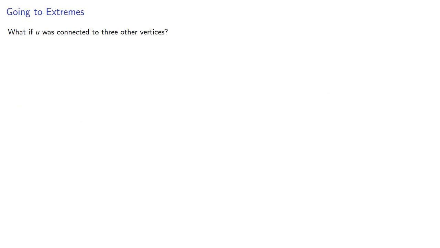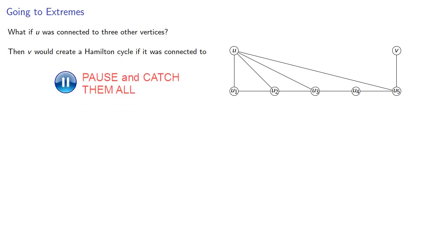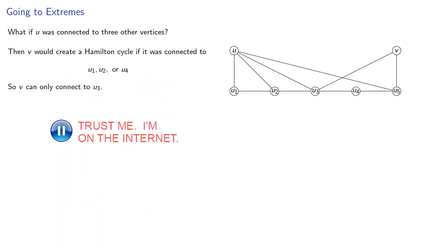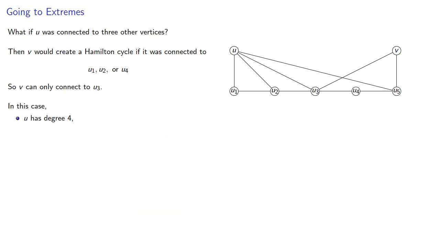So what if U was connected to 3 other vertices? Then V would create a Hamilton cycle if it was connected to the others. So V can only connect to U3. In this case, U has degree 4, V has degree 2, so the sum of the degrees of U and V is 6.